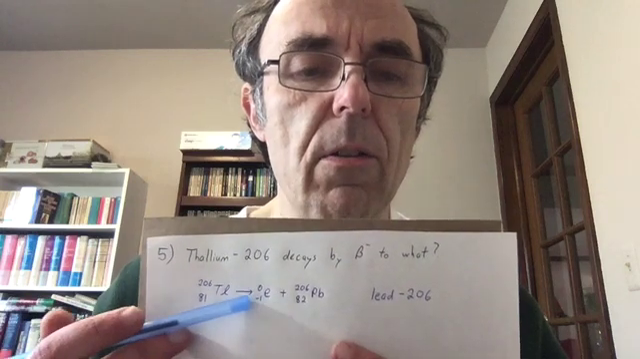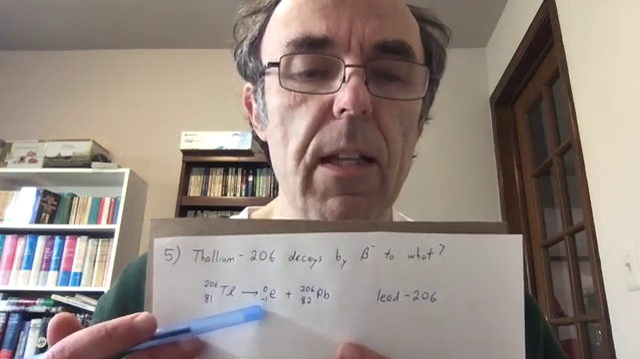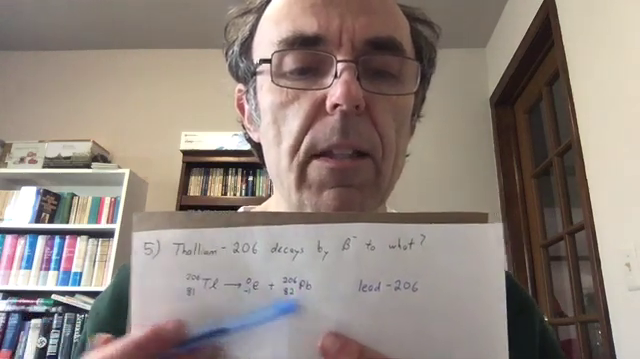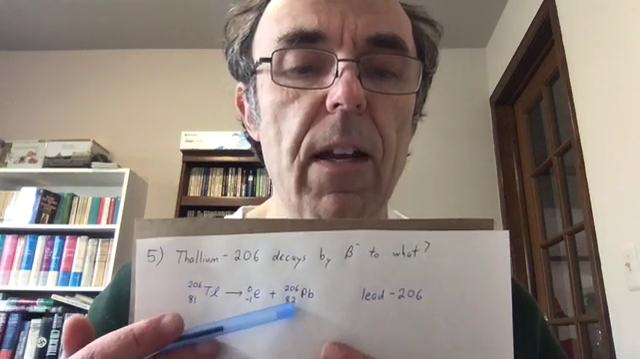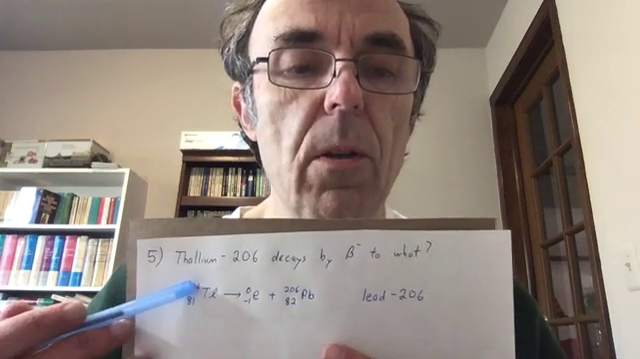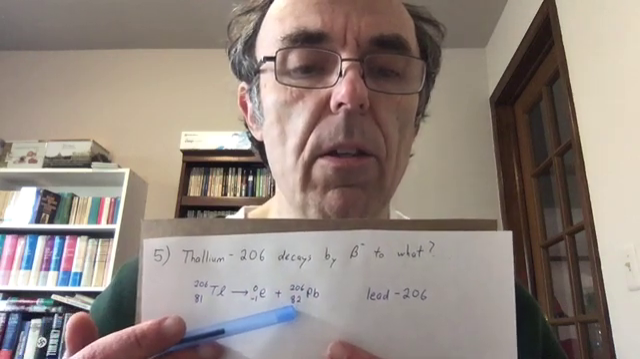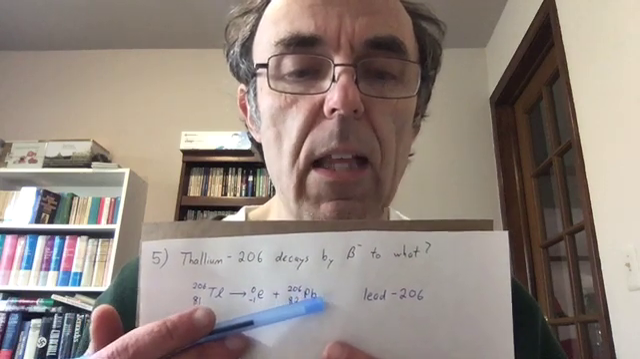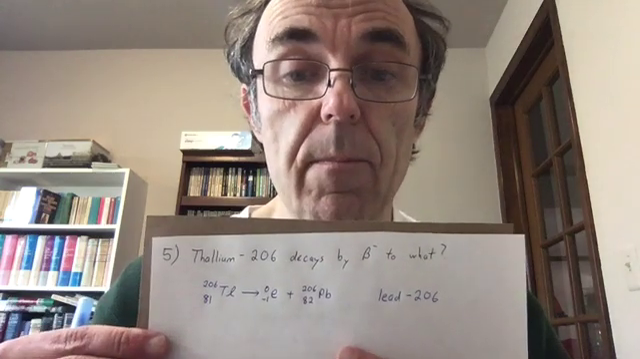It goes to an electron, and with our bookkeeping procedures, we represent an electron as a -1 subscript and 0 superscript. And now you have to balance on both sides. So if you have 81 here and you have a -1 here, you've got to have element 82. And 206 here, 0, you've got to have 206. So element 82 with 206 mass number is Pb, or lead-206. So the answer is lead-206.